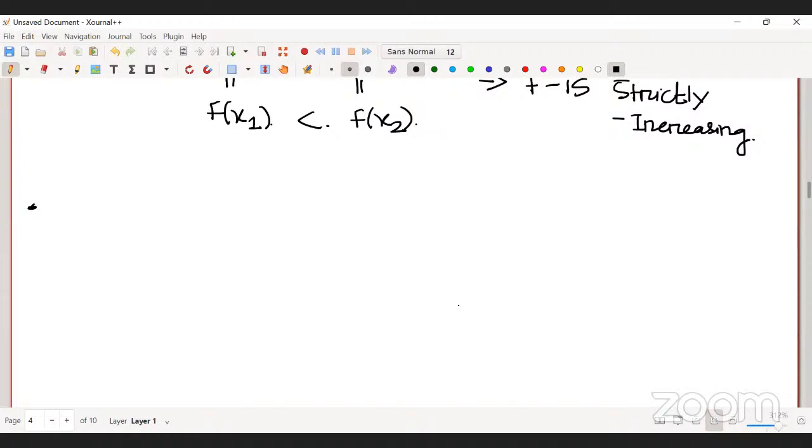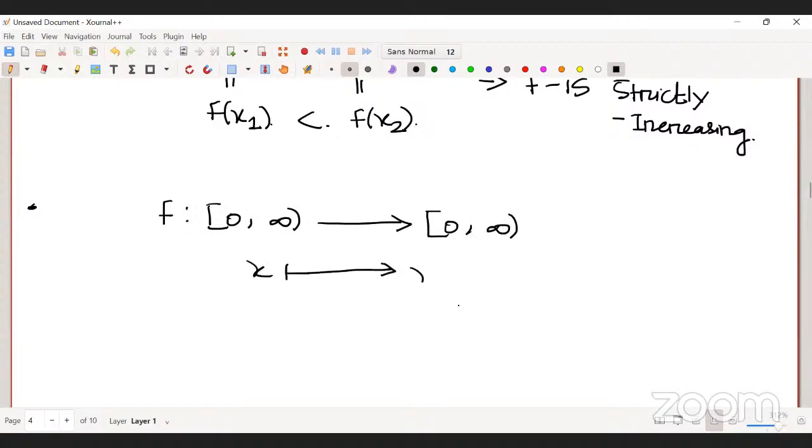But if you restrict your domain, say if you take it from a restricted domain to R, then in this case this is a 1-1 function.